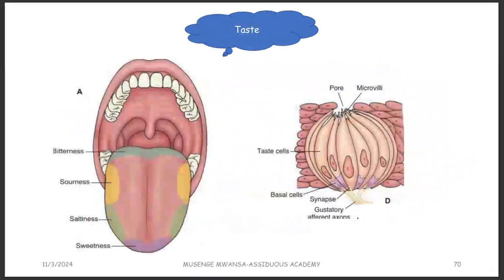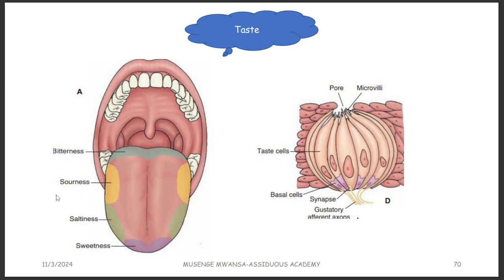For taste, the only thing that I want to mention is that taste sensations are picked up at different regions: at the back of the tongue, bitterness; at the front, the tip, the sweetness; and on the sides you can see the saltiness and the sourness. But this doesn't mean they are different receptors picking up these sensations. The only difference is the concentration of the receptors in these different regions.